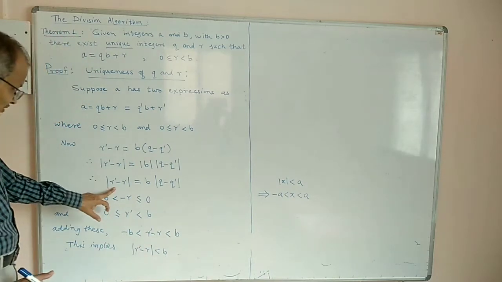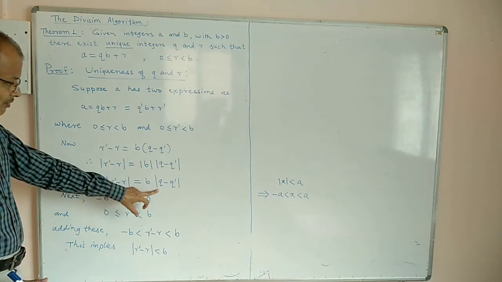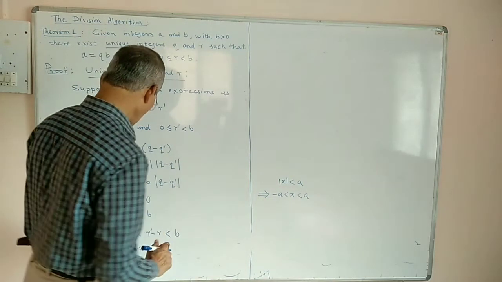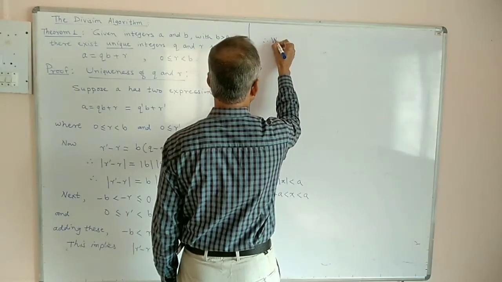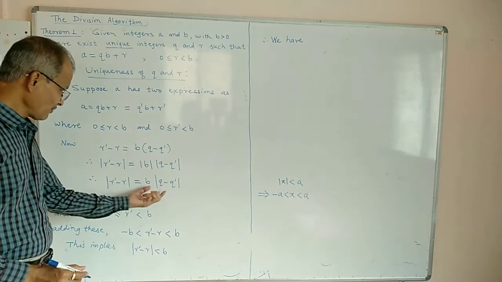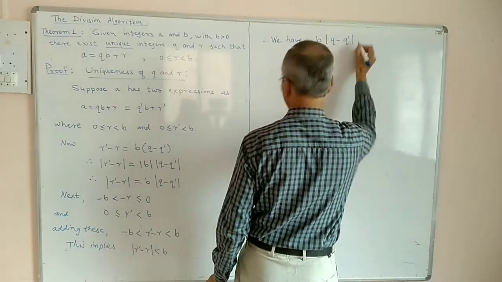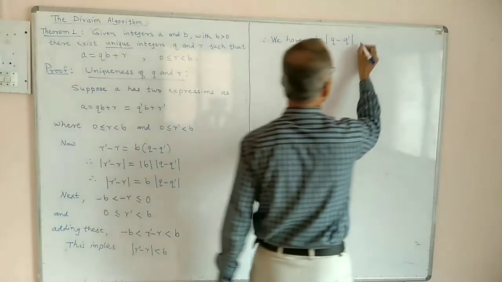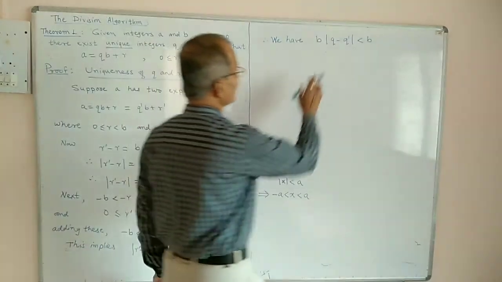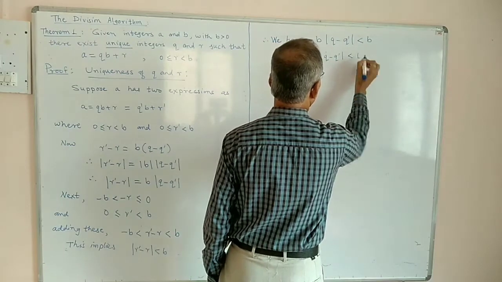Now we will consider this relation. You see, mod of r dash minus r is less than b, but mod of r dash minus r is b into mod of q minus q dash. So we can refer to this as the next equation, or we directly consider this. Therefore we have, replace mod of r dash minus r by b into mod of q minus q dash, and that is less than b. Now we can divide both sides by b. So therefore mod of q minus q dash is less than 1, dividing by b.